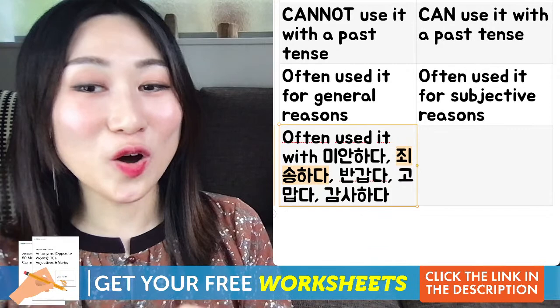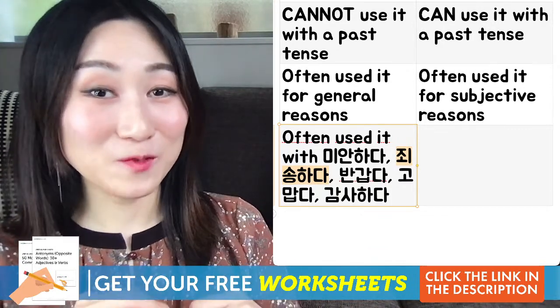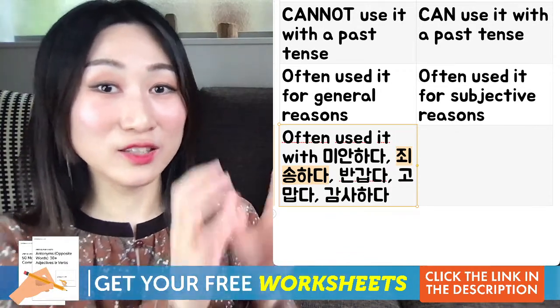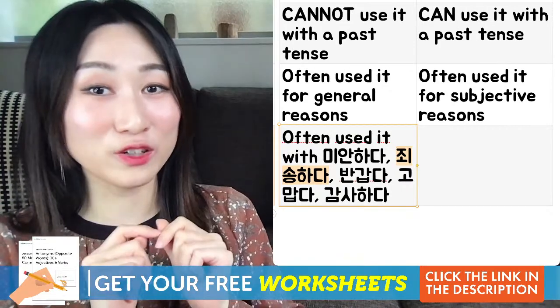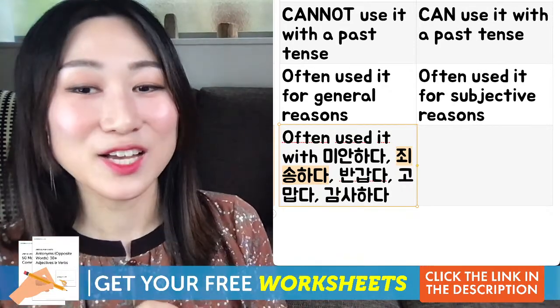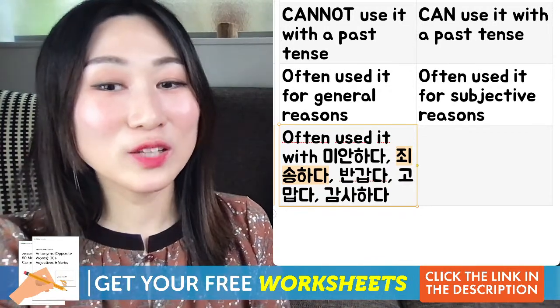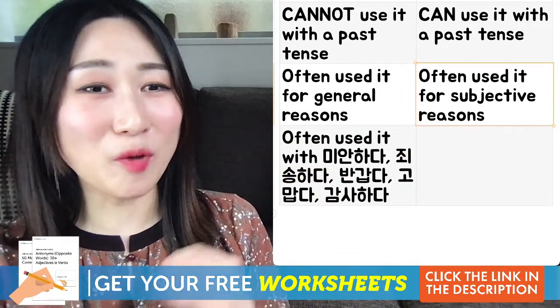비빔밥이 맛있어서 많이 먹었어요. Because bibimbap is very delicious, I ate it. It's just very natural, right? It's delicious, so I ate a lot. So everyone can think, oh, that's very reasonable, very logical. That makes sense. So 비빔밥이 맛있어서 많이 먹었어요. That's good. Or you can also say 비빔밥이 맛있었으니까 많이 먹었어요.